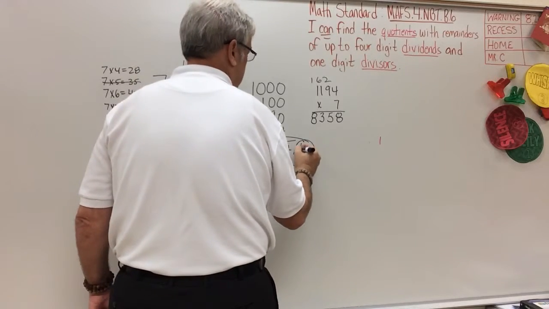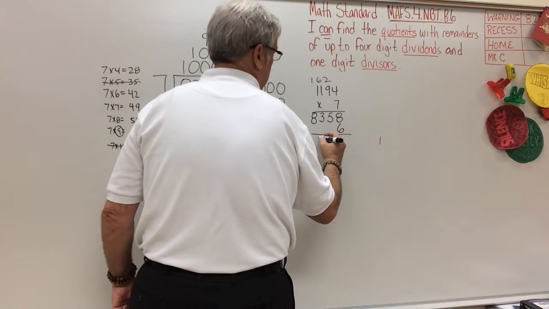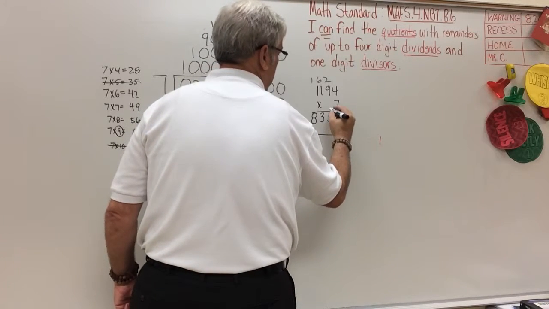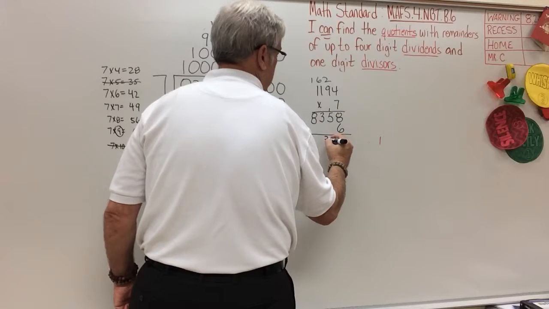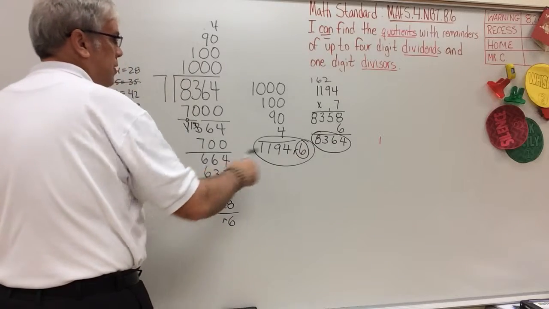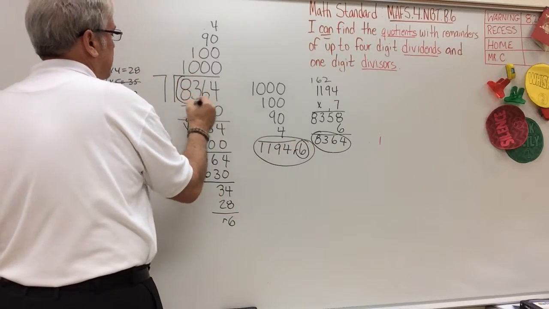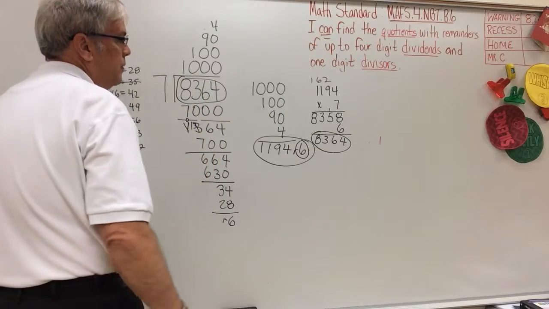We get 8,358. Oh, yes, we have to remember to add in our remainder. So we add 6, and we see, in fact, 8,364. The product is also equivalent to our dividend. Congratulations.